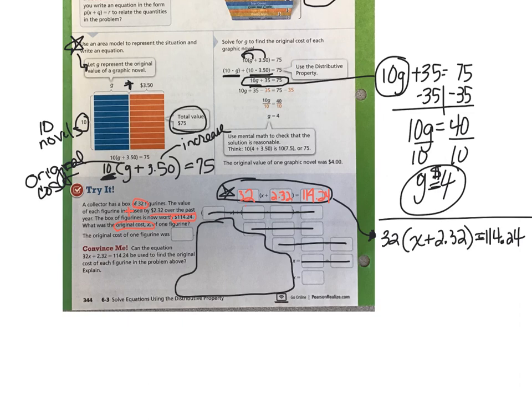So the first thing that we need to do is apply the distributive property. And when I apply that distributive property, I get 32 times x and 32 times $2.32, which is $74.24. Next, we're going to solve the two-step equation by first taking away from both sides the $74.24. It's supposed to be a 7. There we go.